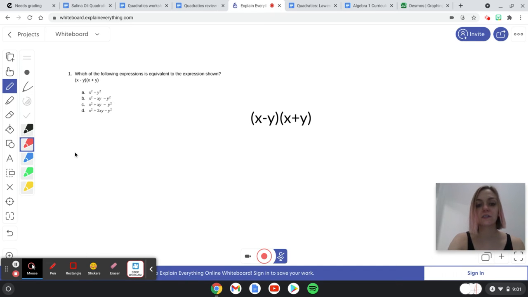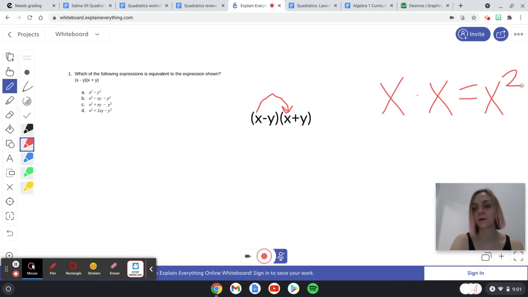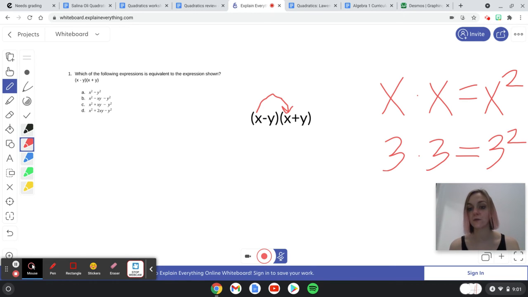So the first thing that I need to do is multiply x times x here. So I have to multiply each term in the first parentheses by each term in the second parentheses, just like the distributive property. So if I have x times x, we can write that as x squared. Just like if I have 3 times 3, we can write that as 3 squared. Both answers give you 9. So x times x is x squared.